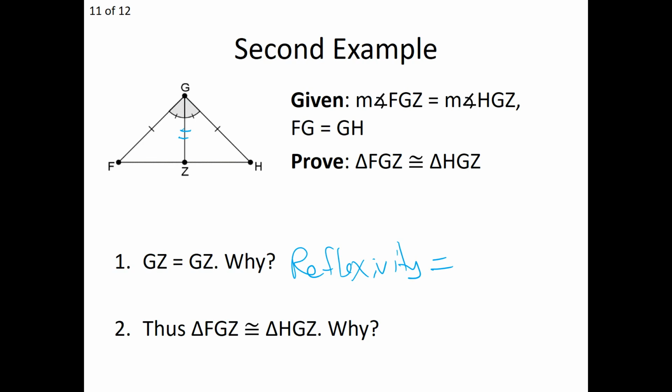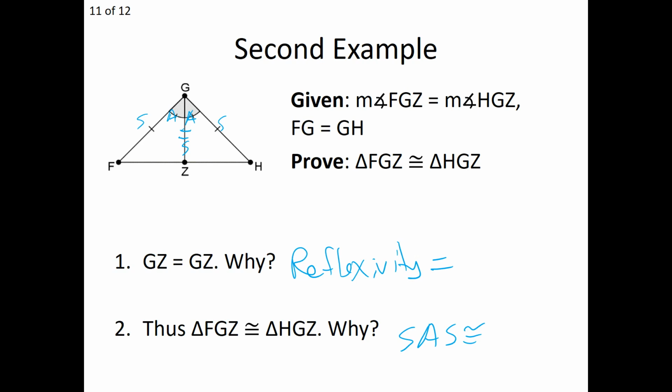have side angle side. I know these two sides are equal. I have the included angles now being equal, and that second pair of sides, which really is the same side. But they're shared, and we like shared things. Shared things mean equal things. So I can invoke side angle side now to declare that triangle FGZ and HGZ are congruent. So why? Side angle side congruence.